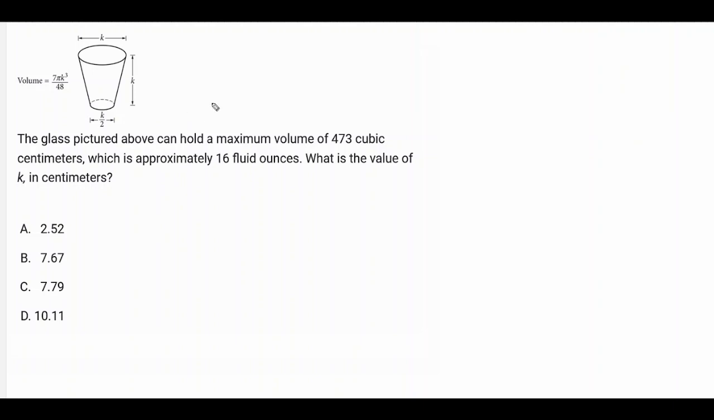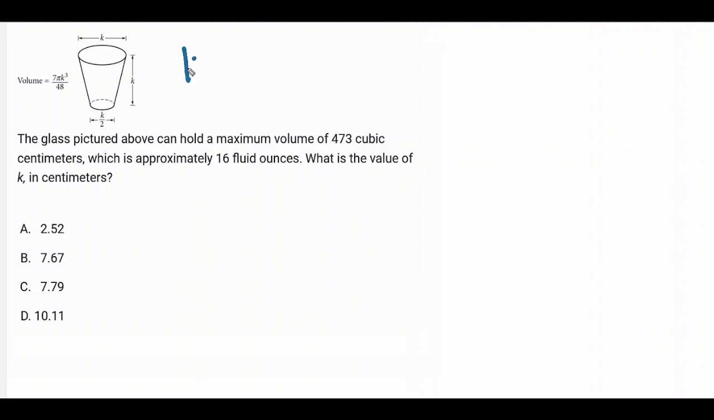This one's an SAT geometry problem, and it's got a lot of useless information. ETS tells you a weird formula. They give you a weird shaped glass with a bunch of K's on it. They tell you that the glass can hold 473 cubic centimeters, which is approximately 16 fluid ounces. What's the value of K?